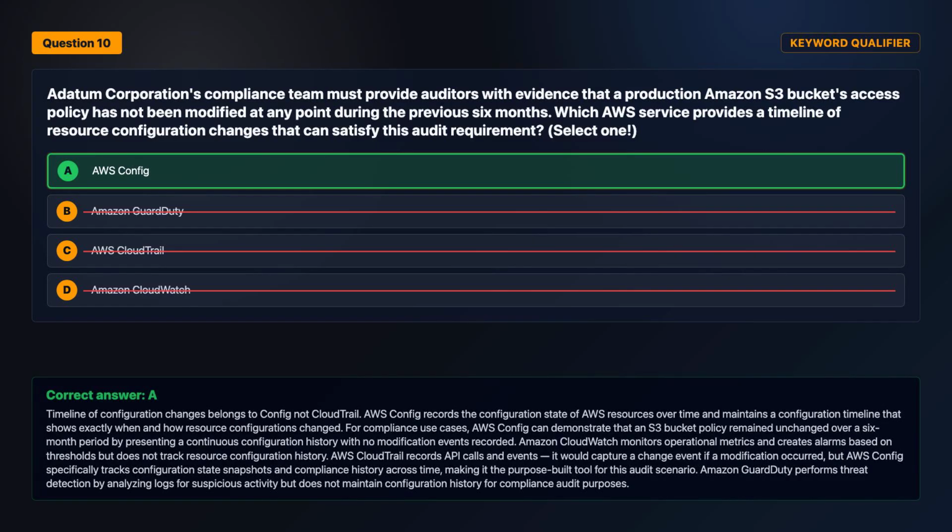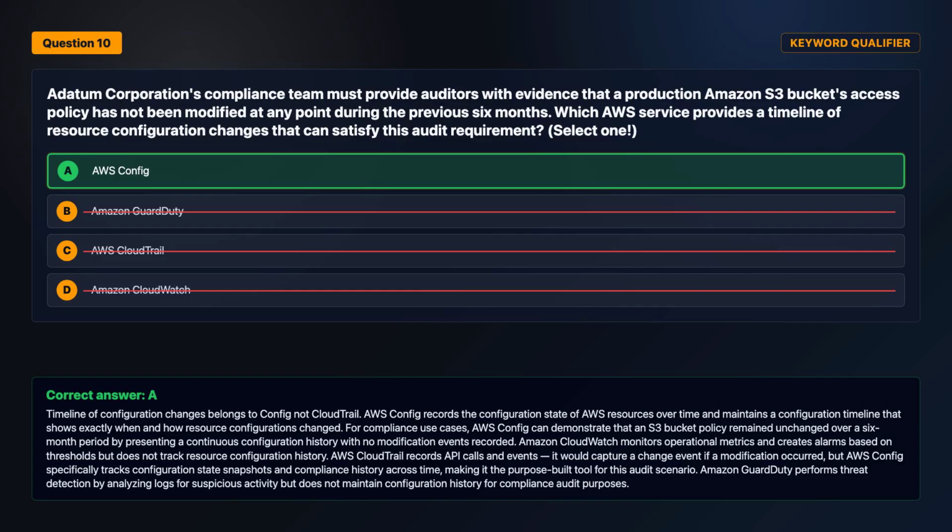The correct answer is option A. Timeline of configuration changes belongs to Config, not CloudTrail. AWS Config records the configuration state of AWS resources over time and maintains a configuration timeline that shows exactly when and how resource configurations changed.